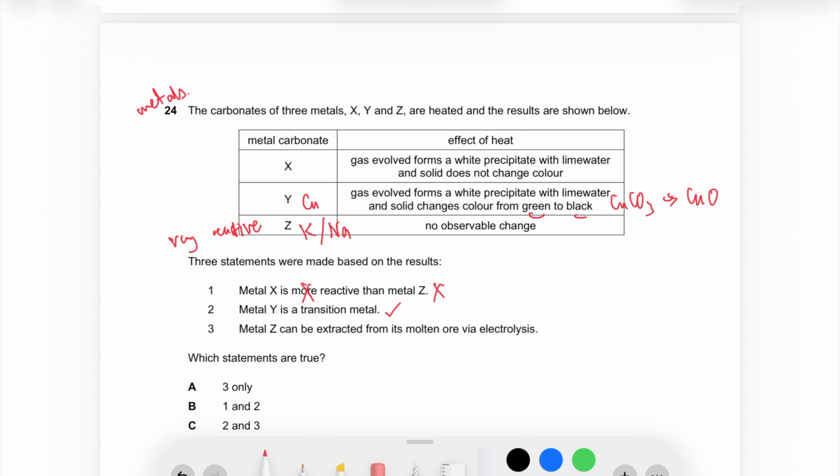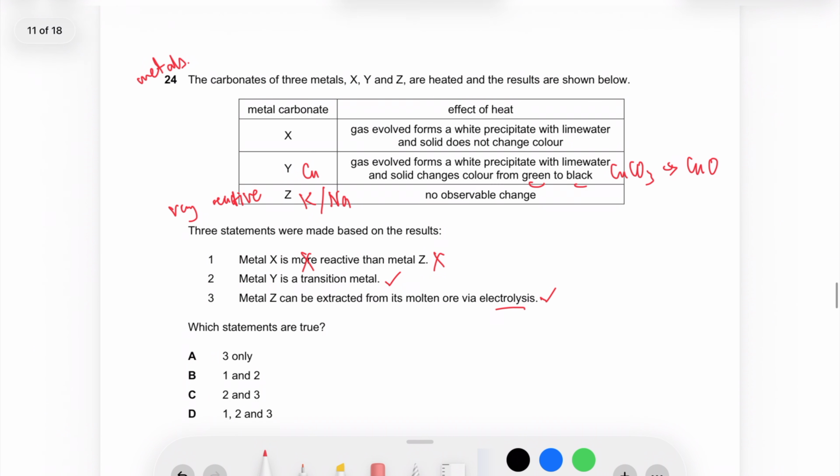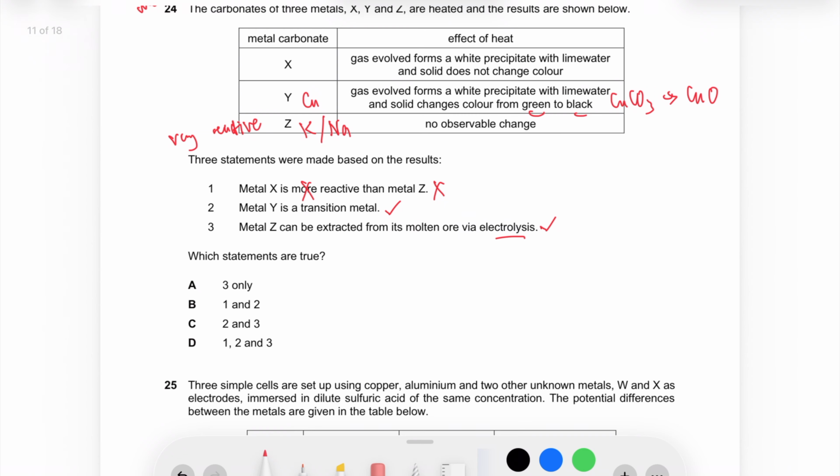Metal Z can be extracted from its molten ore by electrolysis. Yes, that is true, because it's very reactive. So you can only extract through electrolysis. So answer is 2 and 3. So it's C.